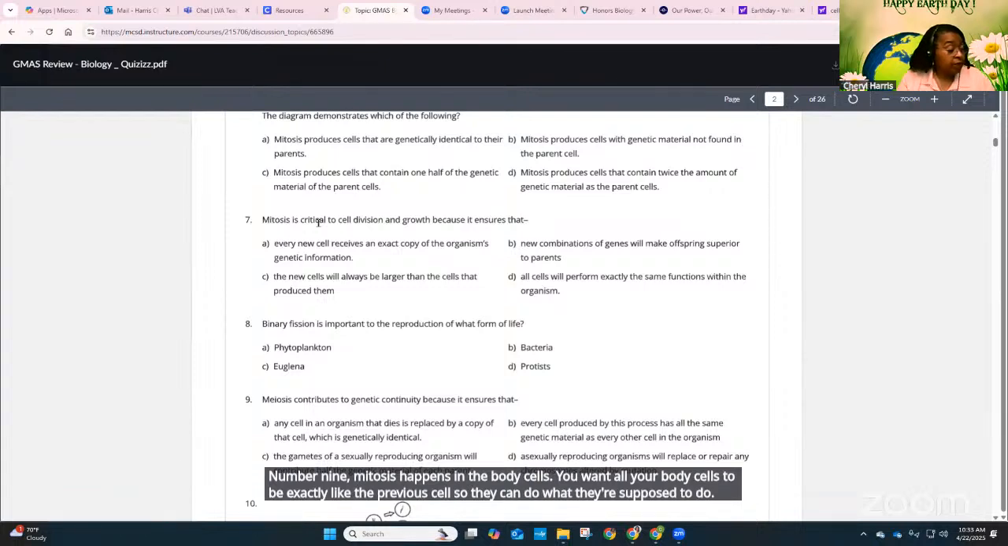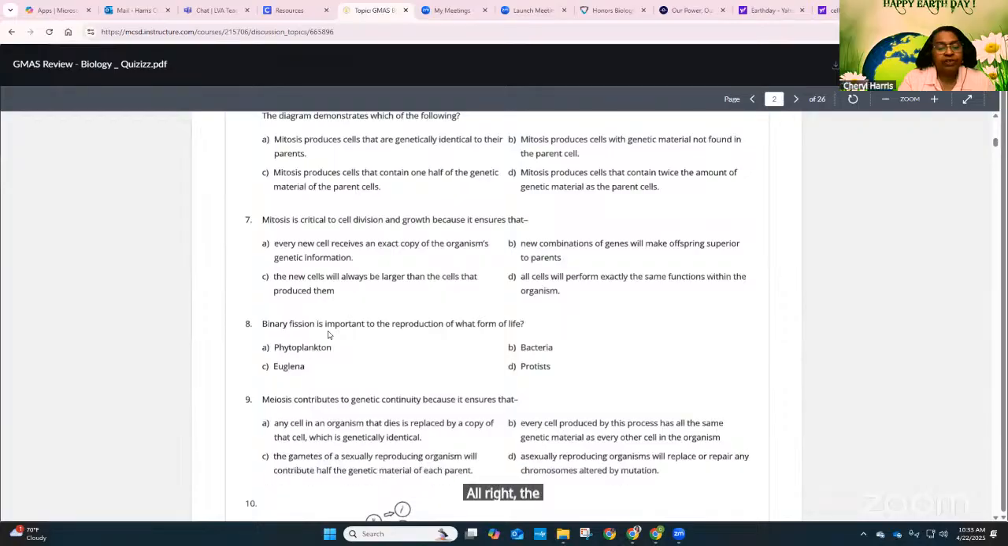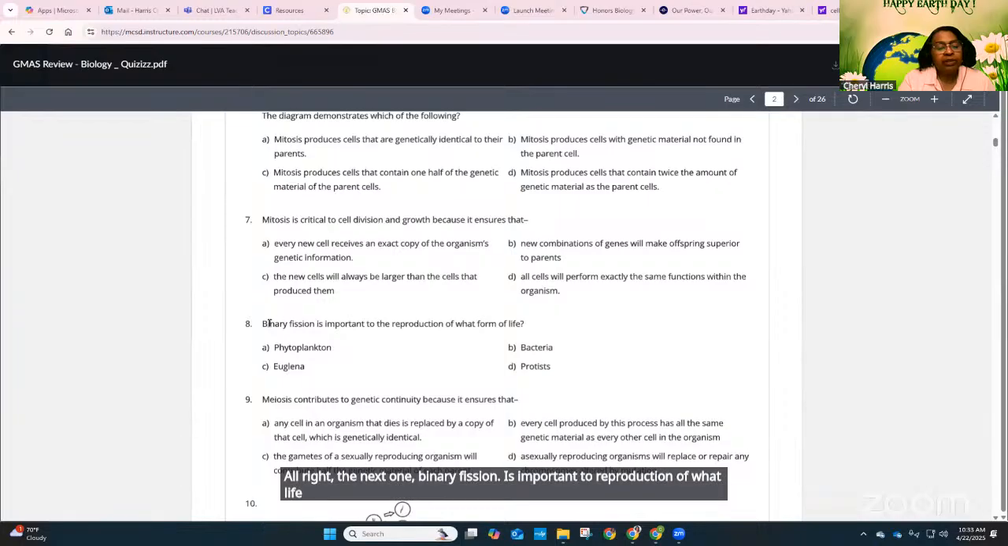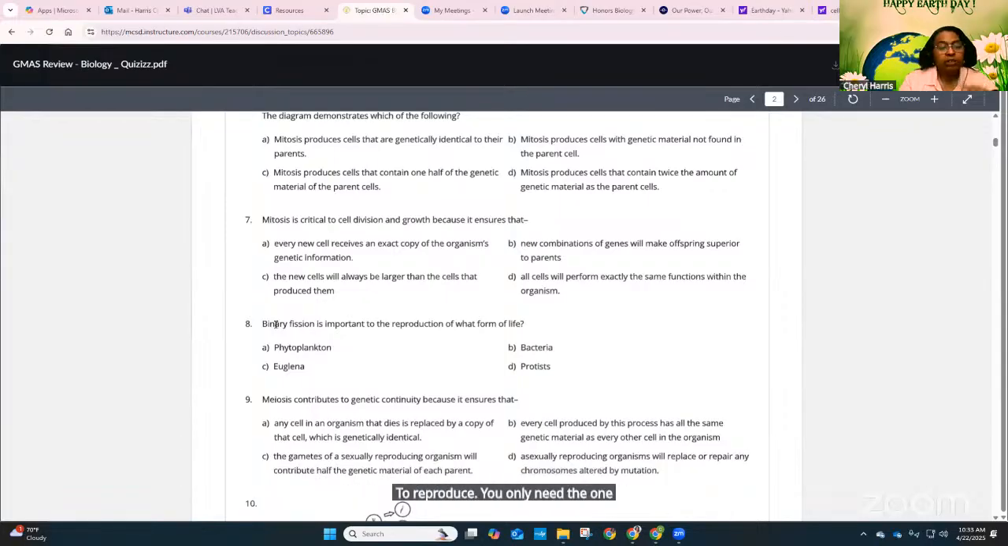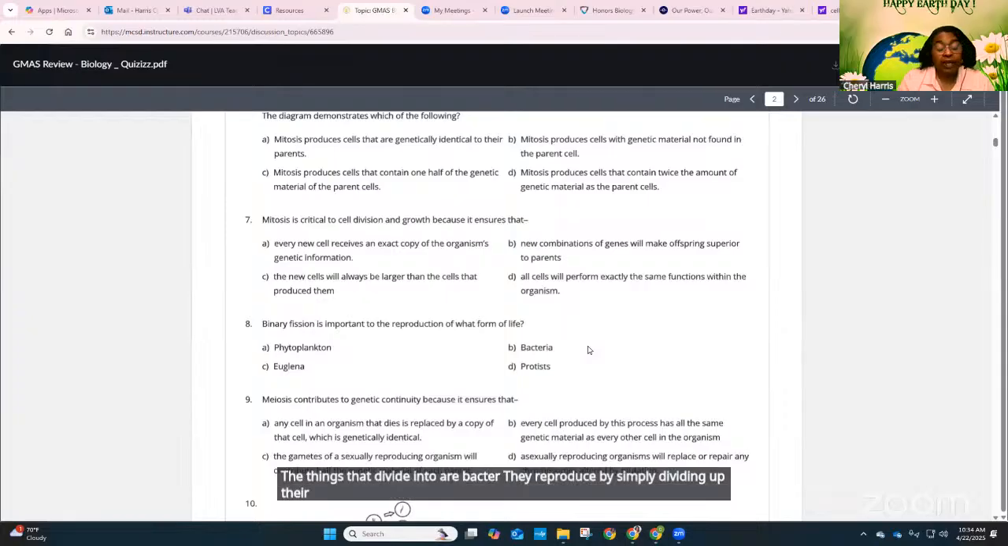All right, the next one, binary fission is important to reproduction of what life form? Binary means in two, and fission means to divide. So the cell is simply dividing into two. This is a form of asexual reproduction. You don't need two cells to reproduce. You only need the one, and it's going to divide in two. The things that divide in two are bacteria. They reproduce by simply dividing up their cellular information and dividing into two. Everything else on this list requires sexual reproduction.